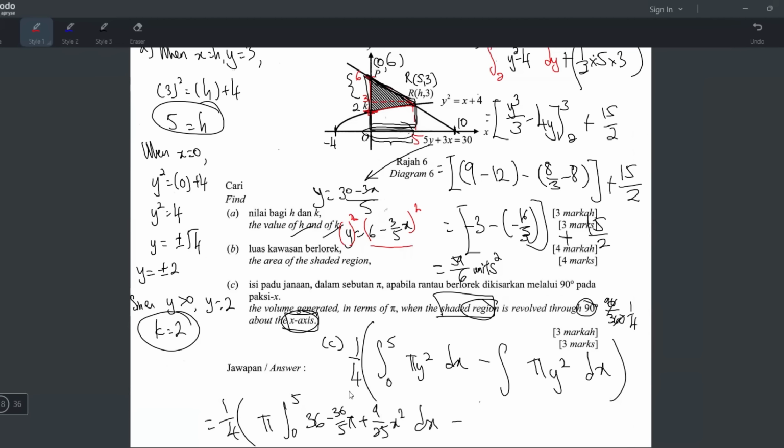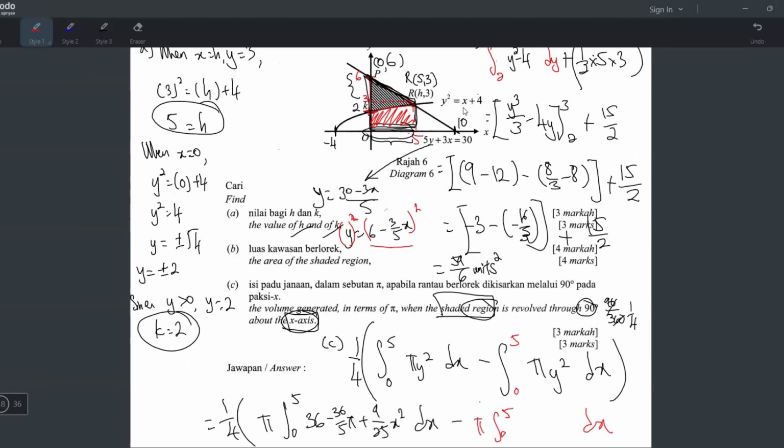Now we have to continue. Okay. Next thing is what? This one, right? I have to minus with this one, the red color one. Okay. You're using the x-axis, so 0 to 5 also. And then pi goes in front. And then the y square, you have to sub with the equation of the curve.